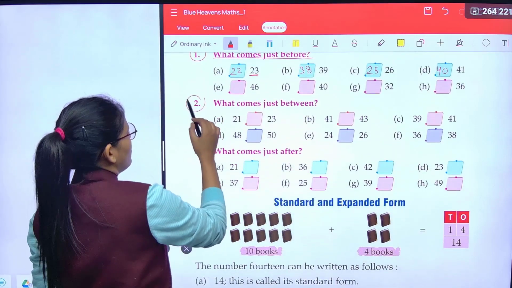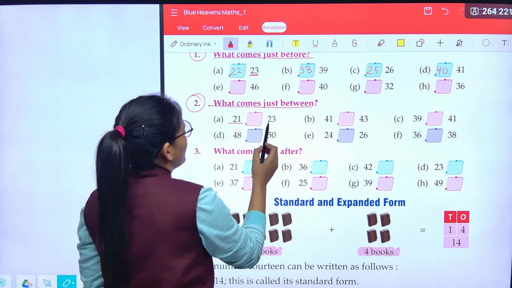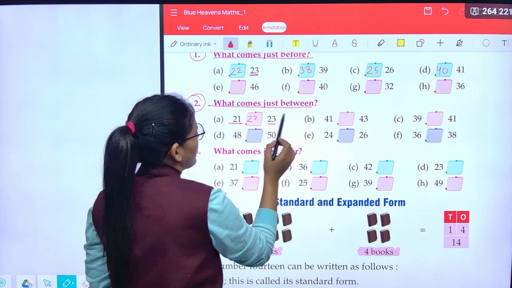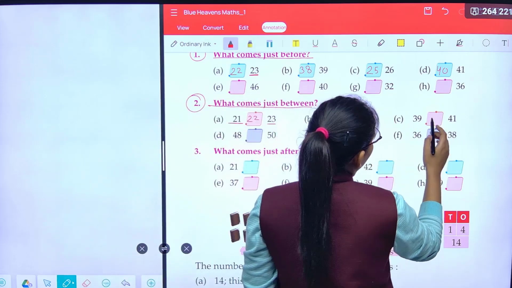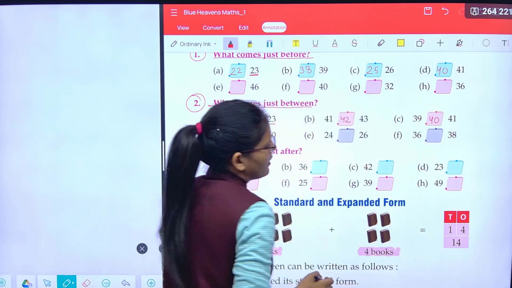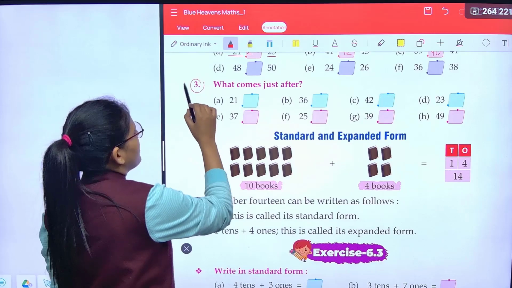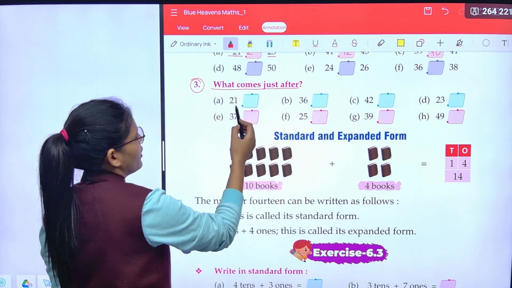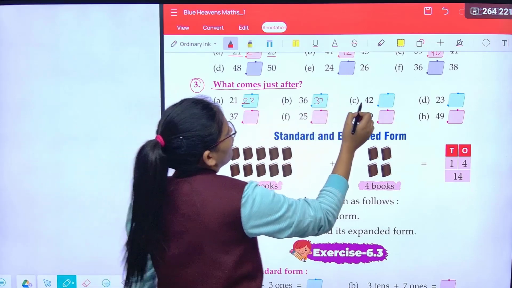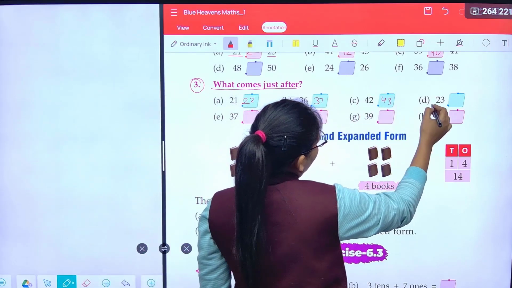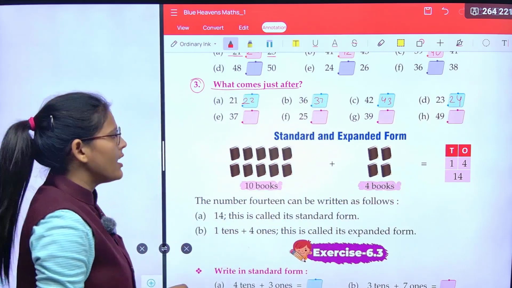Now, question number 2. What comes just between? Between 21 and 23, it is 22. Between 41 and 43, 42. Between 39 and 41, 40. Rest of the parts do yourself, class. Now class, come on, question number 3. What comes just after? 21, 22. 36, 37. 42, 43. 23, 24. Rest of the parts do yourself, class.